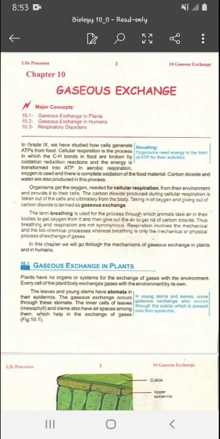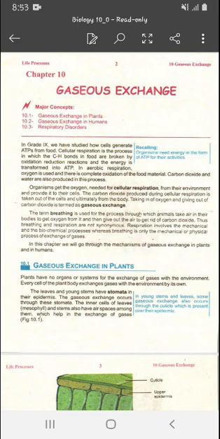Cellular respiration is basically a process in which the CH bonds in food are broken by oxidation reduction reactions, and energy is transformed into ATP. If we talk about oxidation and reduction, oxidation is the losing of electrons and reduction is the gaining of electrons. And ATP is adenosine triphosphate, which is necessary for the activities of living organisms.